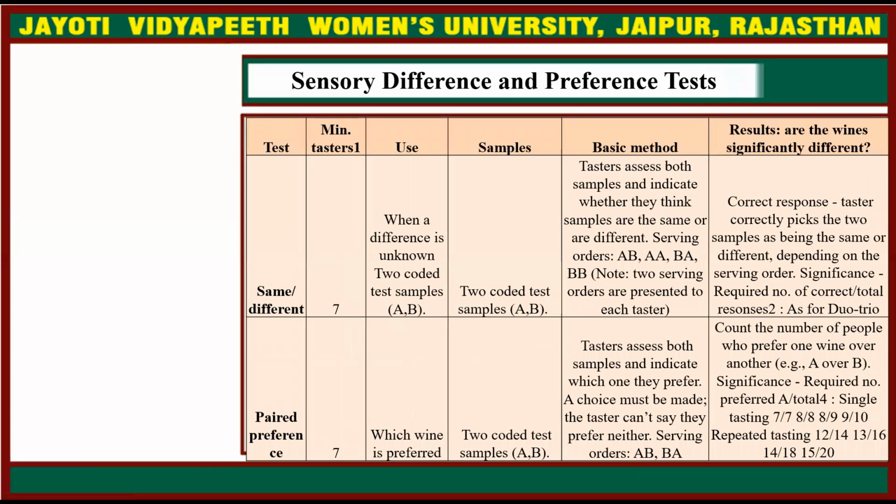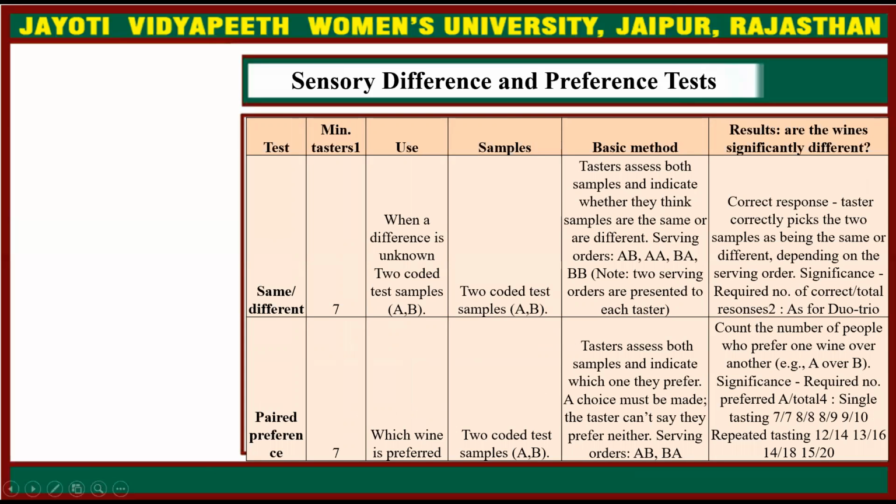Then the same or different test. Minimum tasters required are 7. It is used when a difference is unknown. 2 coded test samples, A and B, are used. Tasters assess both samples and indicate whether they think the samples are the same or different. Serving orders are AB, AA, BA and BB.